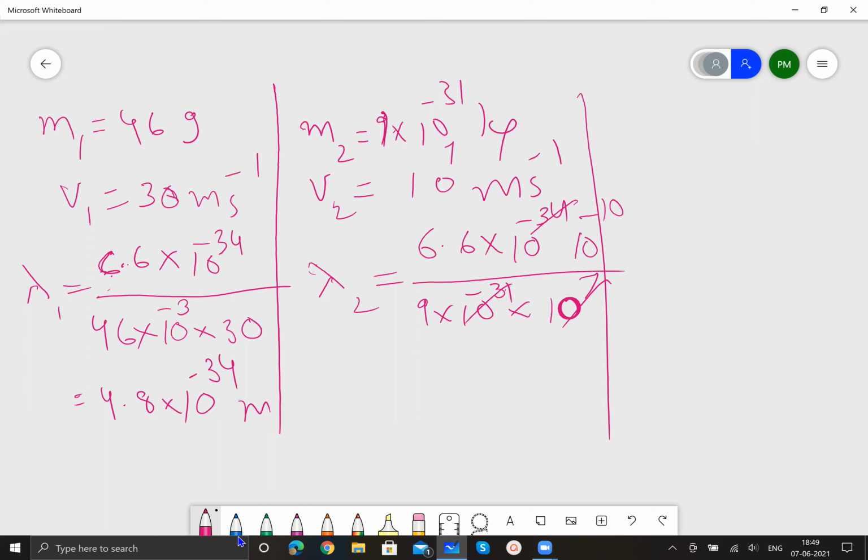And 6.6 by, 66 by 9 into 10 to the power of minus 10. So around 9 sevens are 63, 30, 9 threes, 7.3 angstrom units. Correct?